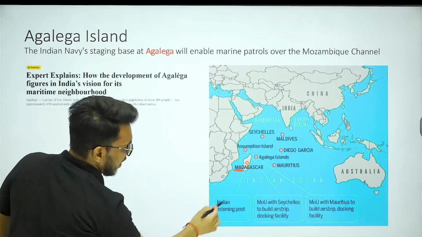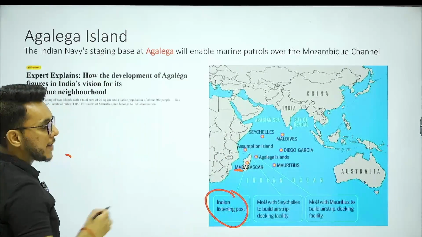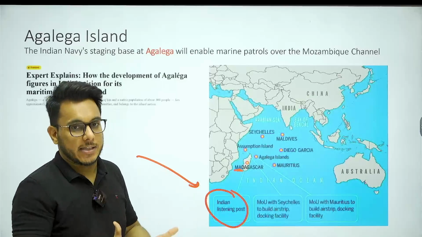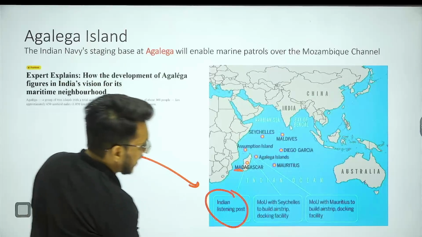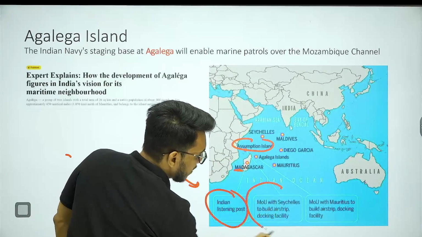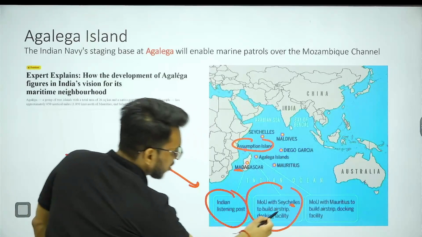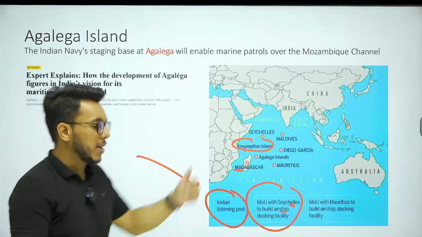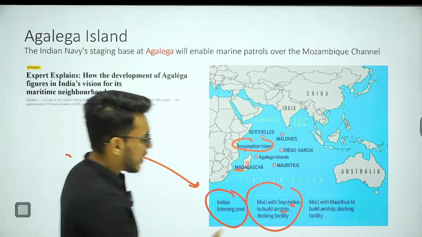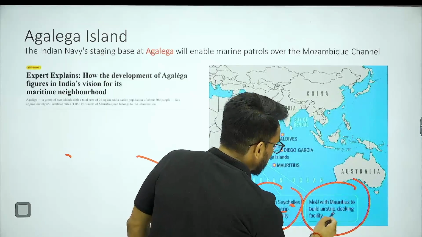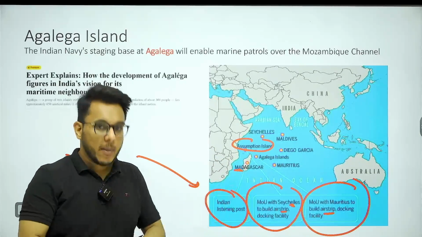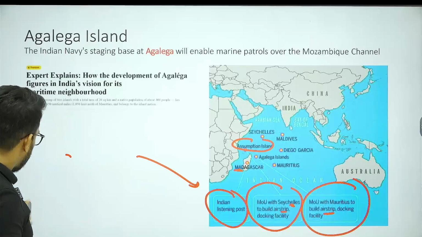For example, Madagascar. India has established a listening post in Madagascar, which will enhance India's situational awareness. Then after that, here we have Assumption Island. On Assumption Island, India has signed a memorandum of understanding with Seychelles, and here also we are building an airstrip and docking facility. Then Agalega Island, an MOU with Mauritius to establish an airstrip and a base. So three islands are here which are important.